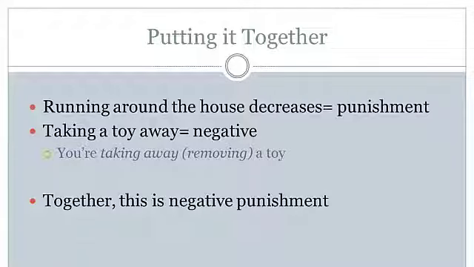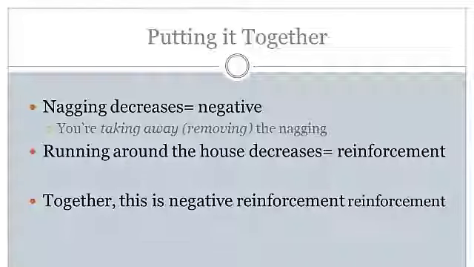And then finally, another example. Your dad stops nagging you once you take out the trash. So you start taking out the trash more so that your dad's nagging decreases. So it's a reinforcement because it's increasing the probability that you're going to take out the trash. And it's negative because the nagging stops. The nagging is being taken away, so it's negative. So hopefully you now understand positive and negative reinforcement and punishment.